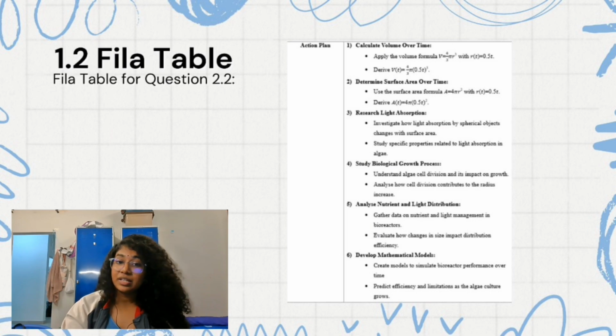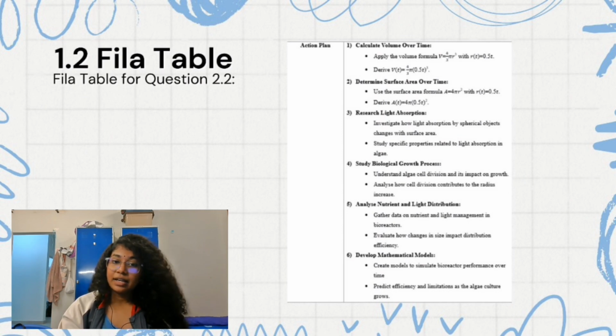Next is to research light absorption. Investigate how the light absorption by spherical objects changes with surface area, and then study specific properties related to light absorption in algae. Fourth, study the biological growth process. Understand algae cell division and its impact on growth. Then analyze how cell division contributes to the radius increasing.